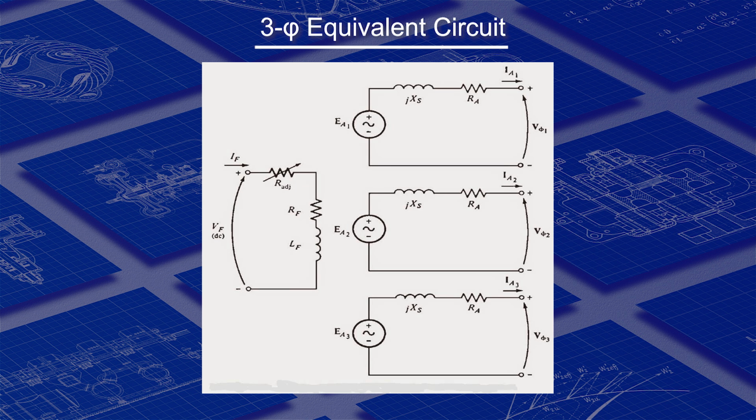Similarly, in phase 2, you have EA2, and we have shown the synchronous reactance and the armature resistance. The current is marked as IA2, and you have the V52, the terminal voltage in phase 2. Then we have a similar equivalent circuit for phase 3 as well. EA3, you have the synchronous reactance, you have the armature resistance, the current is marked as IA3.